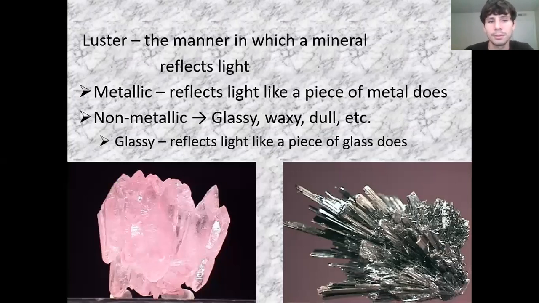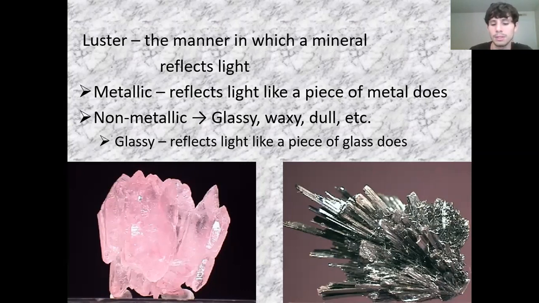So the first one is luster, and luster is how a mineral reflects light. It's how light bounces off the mineral, or if light bounces off the mineral. The 2 main ones you're going to start out looking for are metallic and non-metallic. These are pretty straightforward, hopefully. Metallic is simply, does the material look like metal? If it does, it's metallic. If it doesn't look like metal at all, not even a little bit, then it's non-metallic.